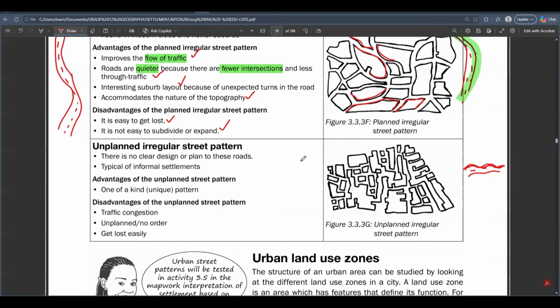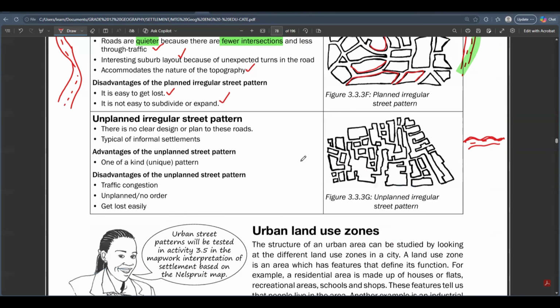Then the last one is the unplanned irregular street pattern. This one does not have any clear design. There is no clear design or plan to these roads. You don't design them, you don't have a specific plan about them. So there is no strict planning in the first place. Because remember, guys, when the city council is planning to build their roads for the first time, they need to plan first. We want the roads to look like this because the area is like this. So all the roads that you see most of the time, the way they look is not a coincidence. They are built to be like that.